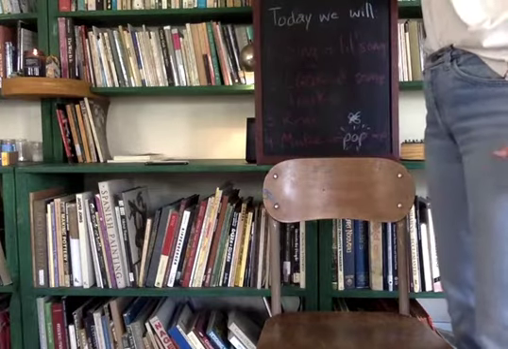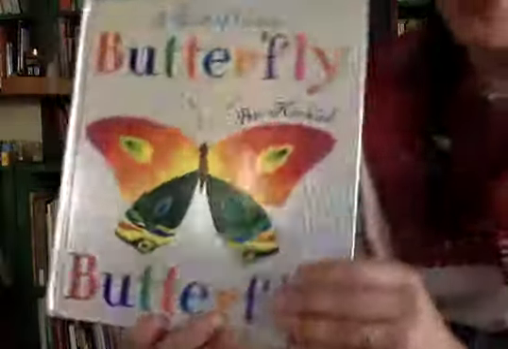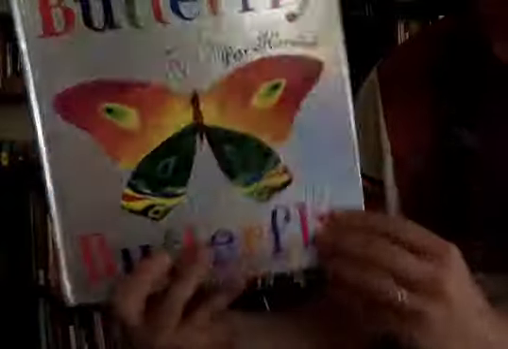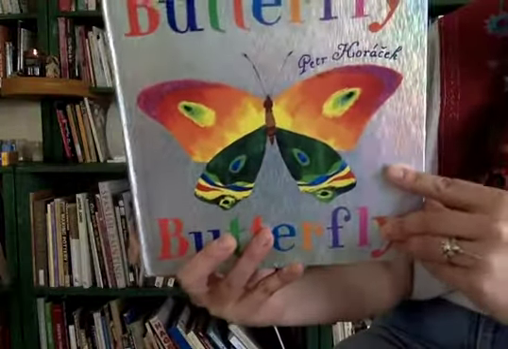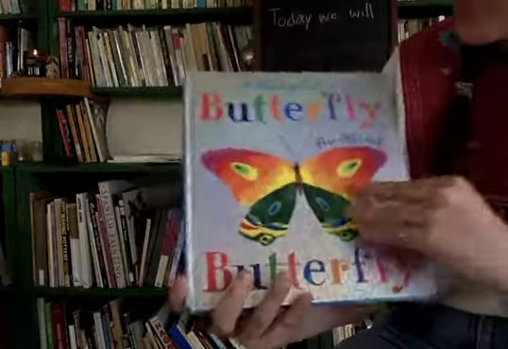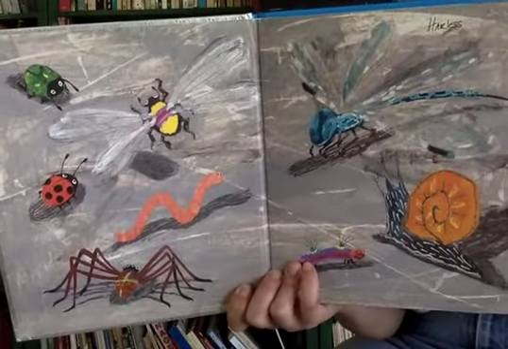All right, you are reading the pictures. I am reading the words. This is a book of colors, Butterfly, Butterfly by Petr Horacek. And look at the beautiful colors on that butterfly. Ah, and I bet you know some of these other insects too.